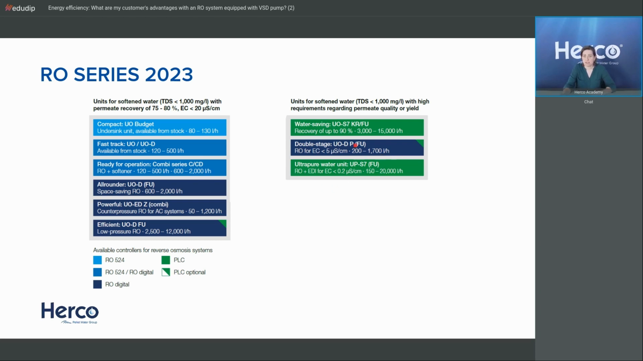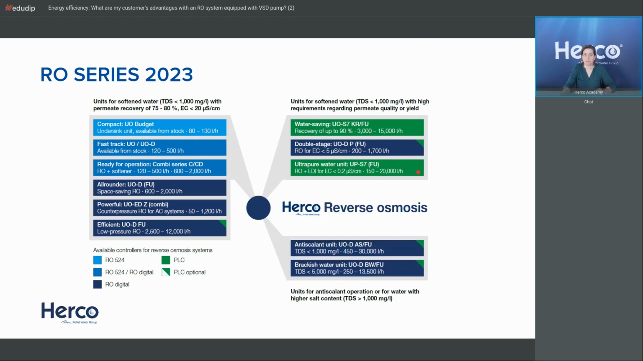We have the permeate staged units and we have the ultra pure water units, that's RO plus EDI. For the KR and the ultra pure water units, we also offer units from this year on with variable speed drive only, because it makes a lot of sense for these flow rates. You will always have a pretty quick return on investment.